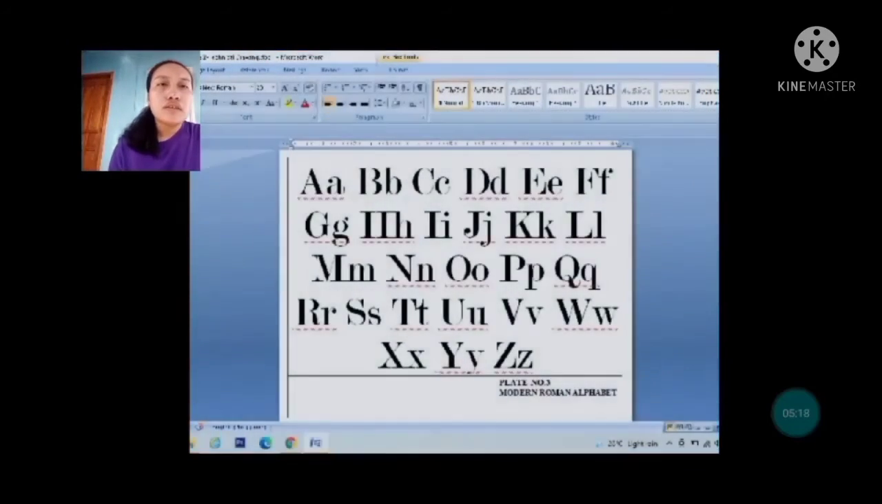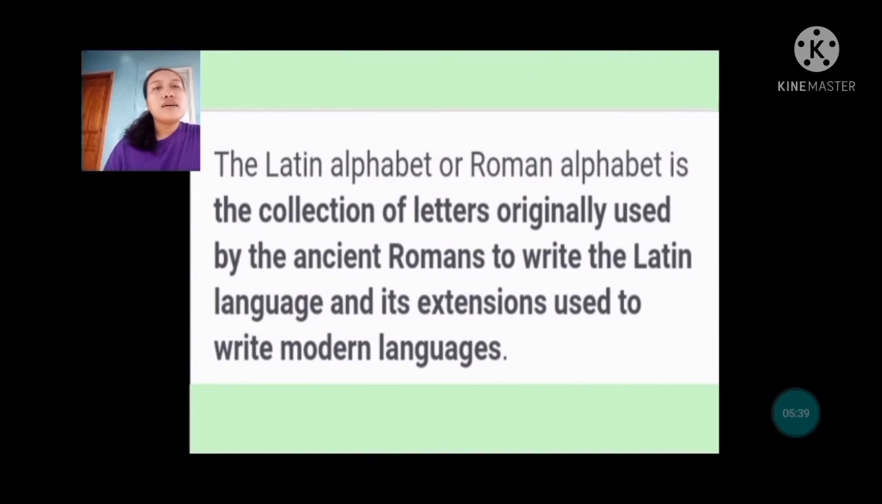So now, let's proceed to the modern Roman alphabet. So these are examples of the modern Roman alphabet. What does modern Roman alphabet mean? The modern Roman alphabet, the Latin alphabet or Roman alphabet, is the collection of letters originally used by the ancient Romans to write the Latin language and its extensions used to write modern languages.